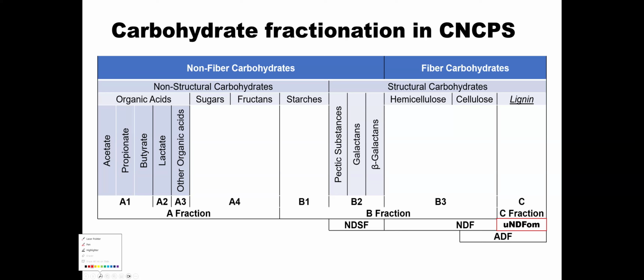Let me get my pointer going here. This B2 fraction here, where we've got pectins, galactans, and beta-galactans, there again, there are some omnivores that are consuming those. But in every case, the bacteria that digest these carbohydrates have particular nitrogen requirements. Every bacteria in the rumen can use ammonia, and I'll reinforce that in a minute. But then others are specialized to peptides, amino acids, and things like that.